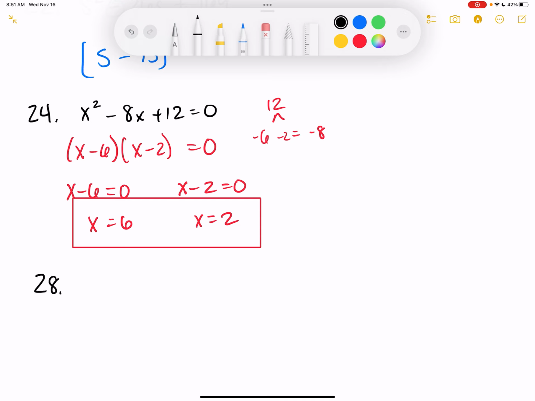28. b squared minus 6b plus 9 equals 0. What do you notice about this problem? Square. What is? The 9. Okay, so what special type is this? The perfect square trinomial. Yep, it's a perfect square trinomial.